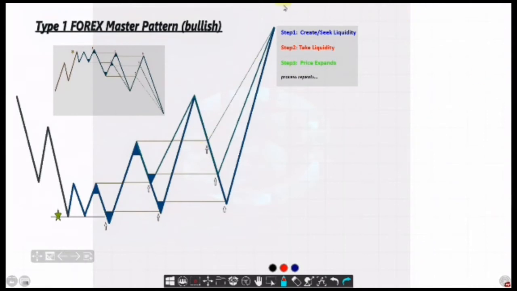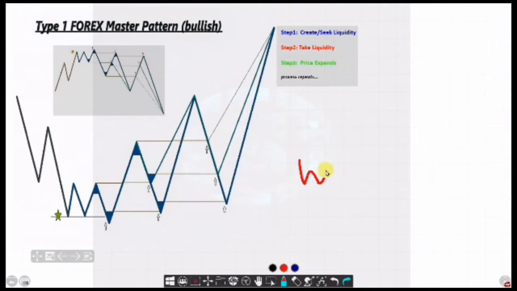So here we go. The type 1, the step 1 rather. The step 1 is to create or seek liquidity. So they create or seek liquidity. Now the purpose for doing this is very simple. Like I told you guys, the operation of the big players are the same. So if you're looking at the big traders, I mean people who trade in large quantity, obviously if they want to buy, for instance, they need to create liquidity.